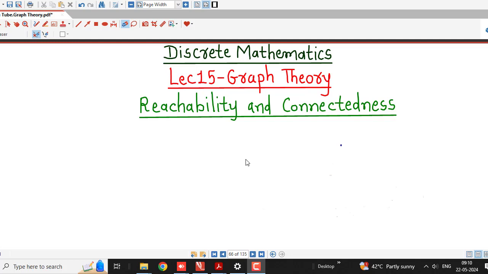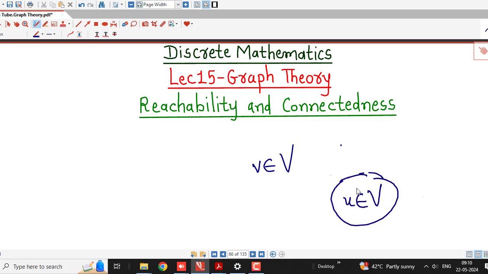In the previous lecture we discussed that if we have some vertex v in the vertex set of a given graph, then this vertex v is said to be reachable from another vertex, denoted by small u, if there exists a path from vertex u to vertex v. If there exists a path from one vertex u to another vertex v, then we say that vertex v is reachable from another vertex u.